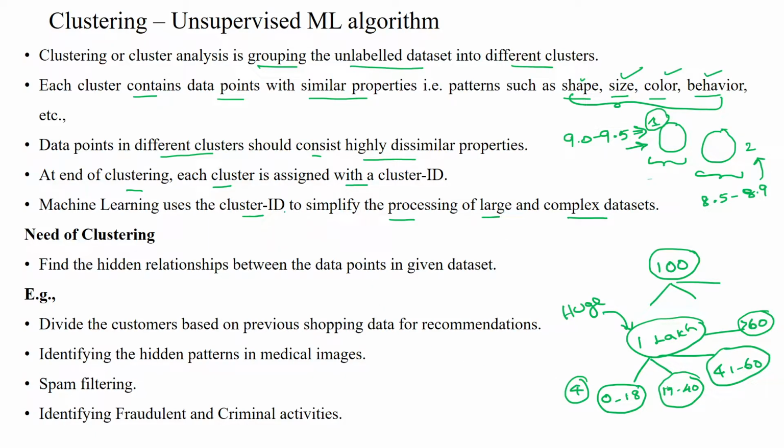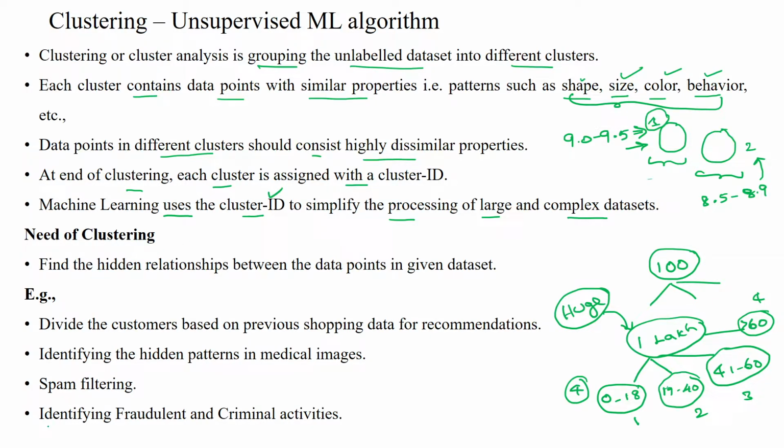So we can use the cluster ID. This is cluster ID 1, 2, 3, 4. Just within the 4 IDs, we have included all 1 lakh people. So that is the thing. It makes it easy to group the given data points based upon cluster ID.